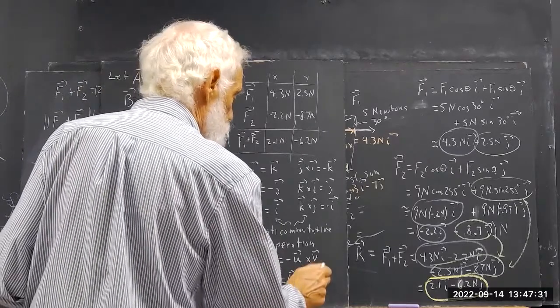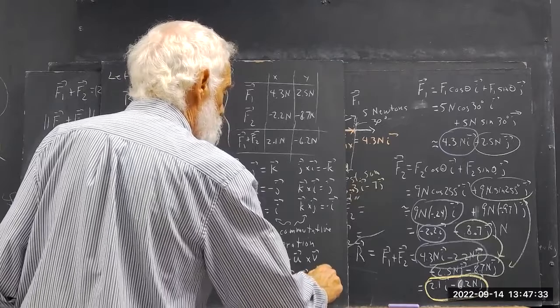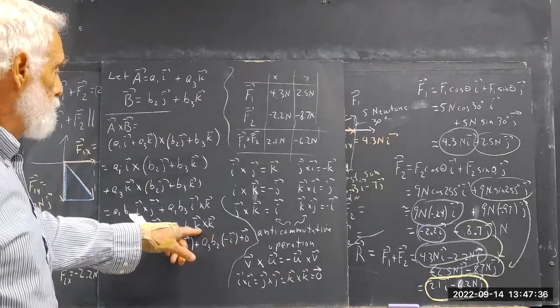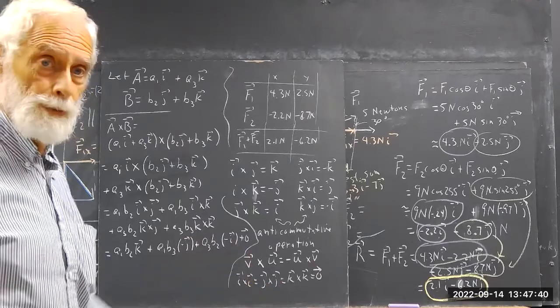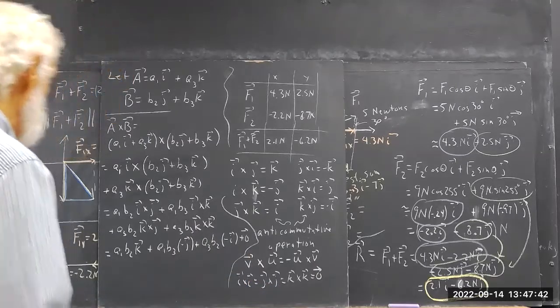When I wrote 0, I should have written 0 as a vector, because it is a vector. This K cross K is the zero vector. Anything times the zero vector is the zero vector, and it's a scalar multiple.